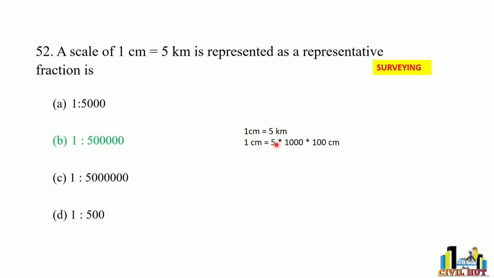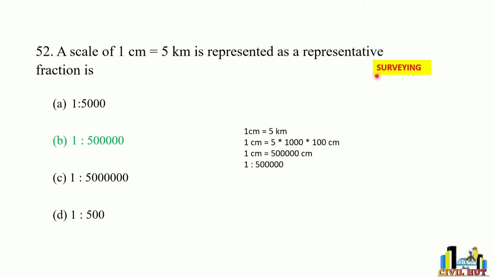5 kilometers converted into centimeters: 5 into 1000 meters, and 1 meter equal to 100 centimeters. Then 1 centimeter equal to 5 lakh centimeters. This is 1 is to 5 lakh, the correct answer. Option B is the correct answer. 1 is to 5 lakh is the RF of this map.